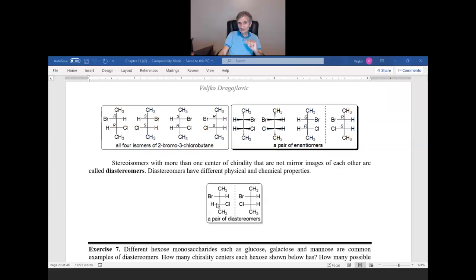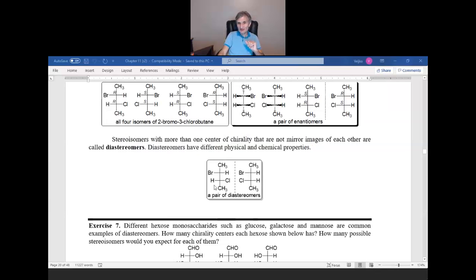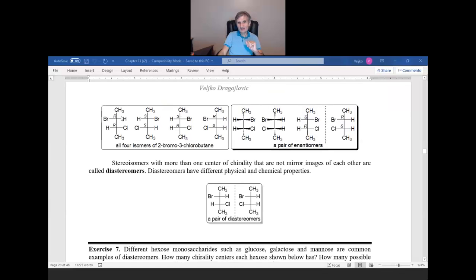But two of them that are not mirror images of each other are a pair of diastereomers. So we have one pair of enantiomers and another pair of enantiomers. But if you take one from each pair and compare them, then they are a pair of diastereomers.